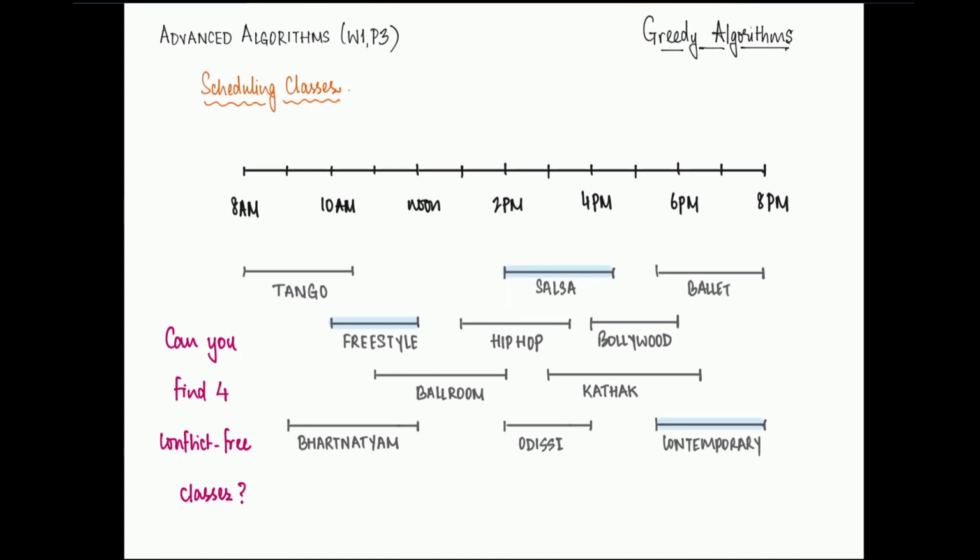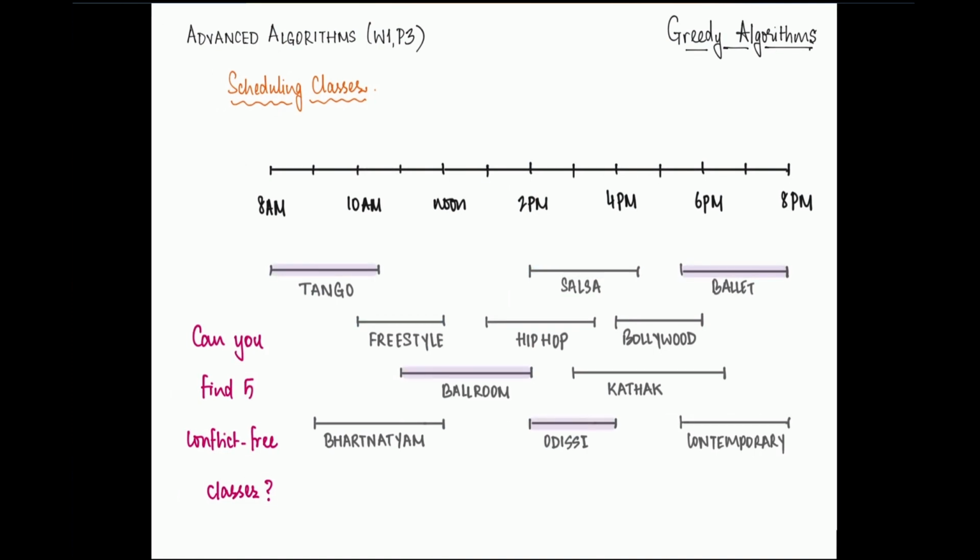Well, I hope you had a chance to think about that. It turns out that the answer is yes, you can indeed sign up for up to 4 classes. As this example shows here, you could do tango followed by ballroom, and then you would have to rush to the Odissi class, and then you have a bit of a breather before you start off with ballet. So there is a collection of 4 classes that you can pick without having to worry about conflicts.